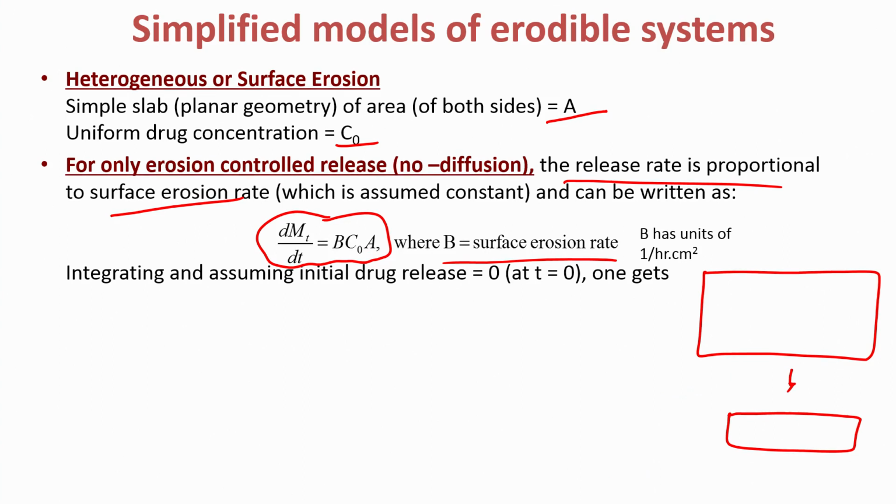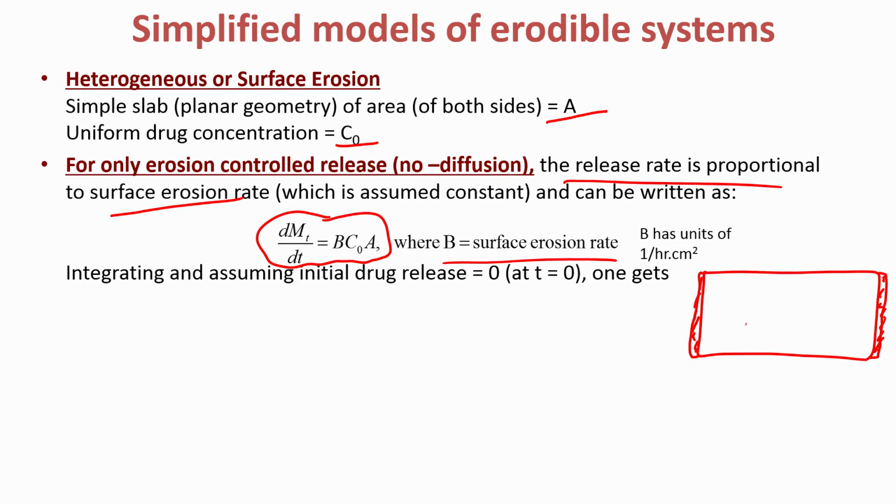However, for initial time points, and if the erosion is slow, then we can consider it to be sort of similar areas, and it could be zero order. The other case could be that instead of eroding like this, let us say all the edges are non eroding, and only from the two faces it is eroding or the drug is coming out.